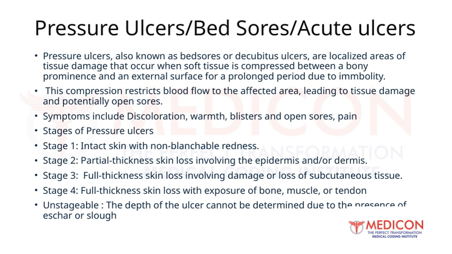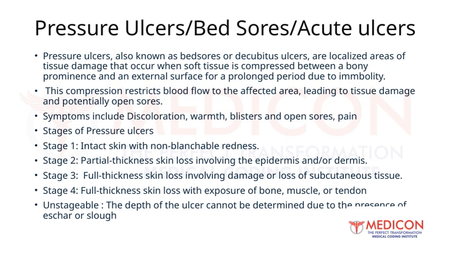Now, pressure ulcers develop in stages, reflecting their severity. Stage 1 involves intact skin with non-blanchable redness, meaning the redness doesn't fade when pressed. Moving to Stage 2, there's partial thickness skin loss that involves the outer layers like the epidermis and possibly the dermis. Stage 3 is more severe, with full-thickness skin loss that extends into the subcutaneous tissue.